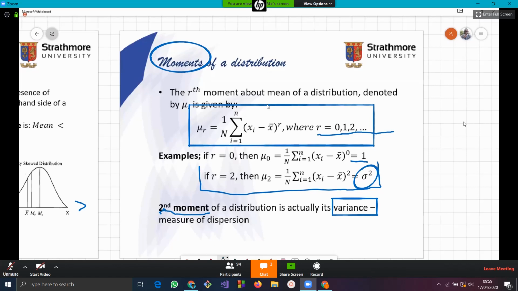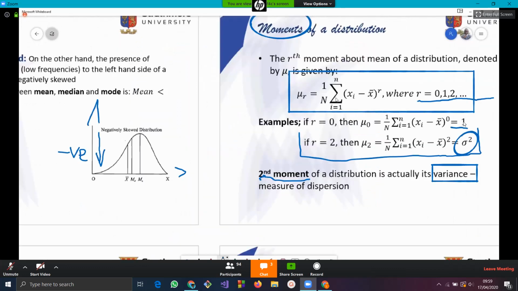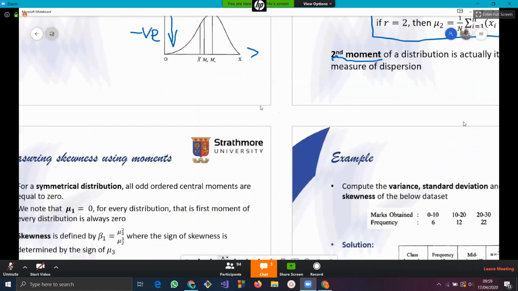So let's go down here for a moment. We are also discussing moments, and we are taking moments for a moment.